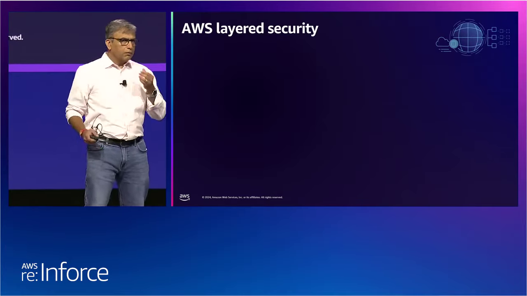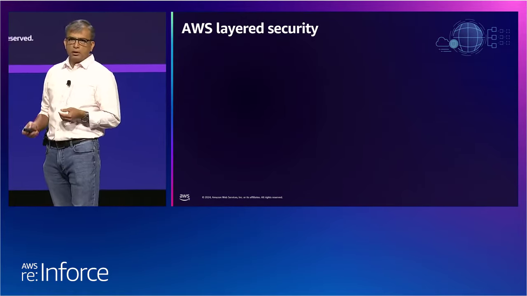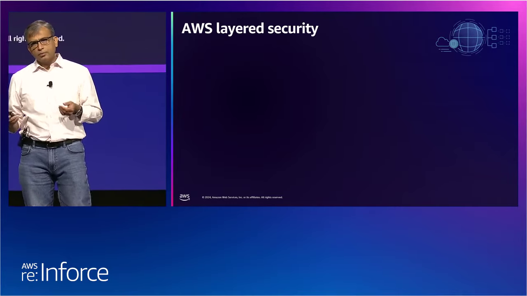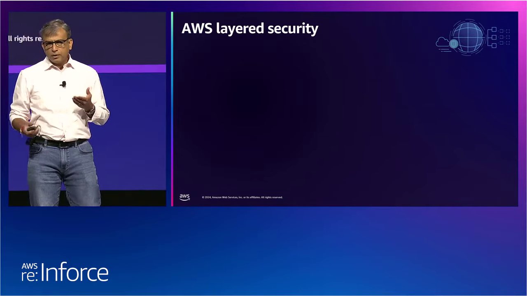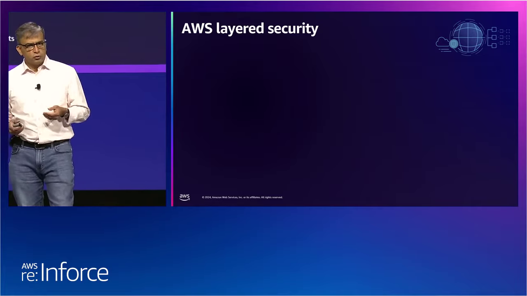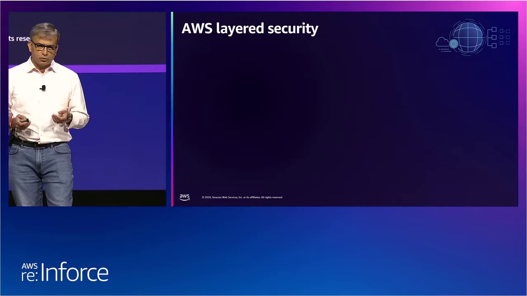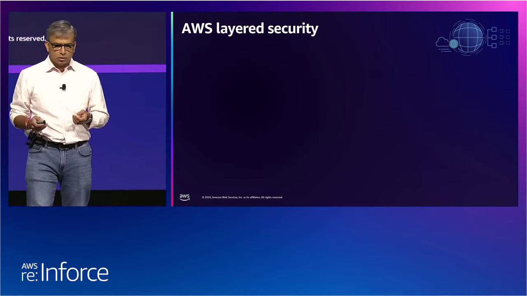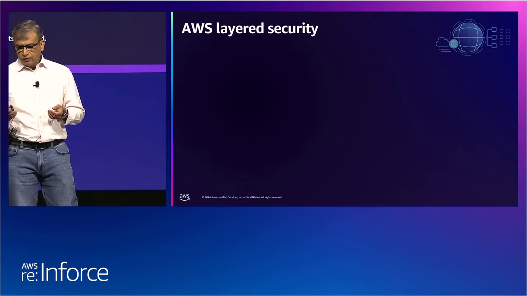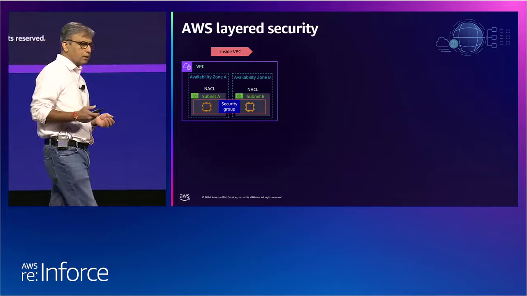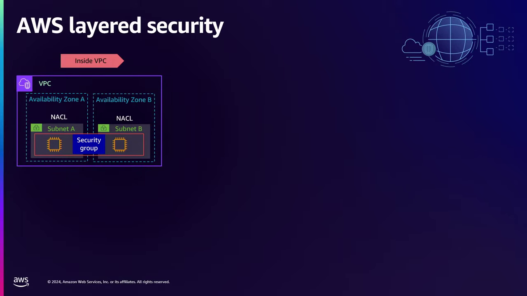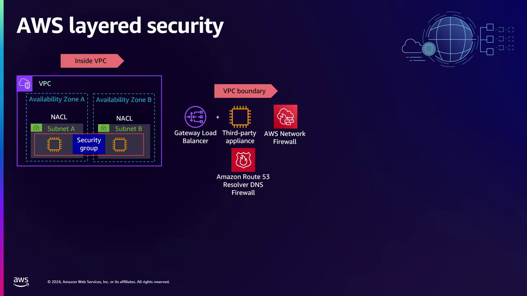So when you're dealing with security, it should be a layered approach. What I mean by layered approach is we have a bunch of AWS services that are available for you to use, and you should be using them as a layered approach to achieve your security goals. The first layer is the VPC. Basically, you want to protect your resources inside the VPC, and that's where you can rely on things like security groups, network access control lists, and whatnot.